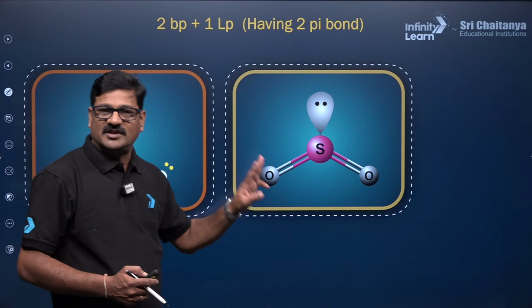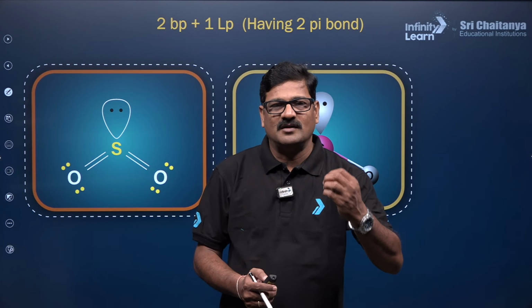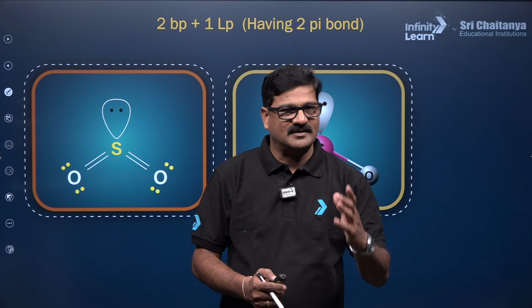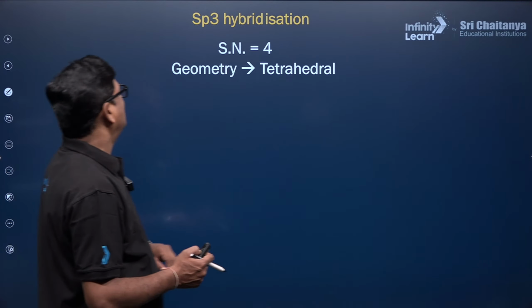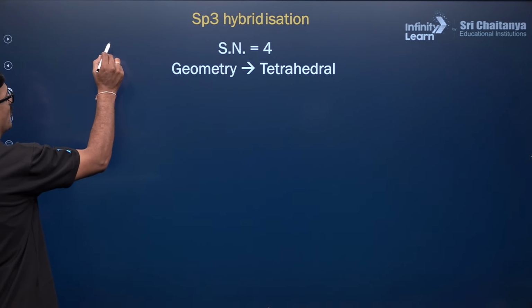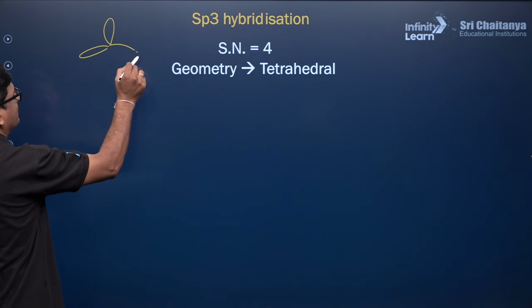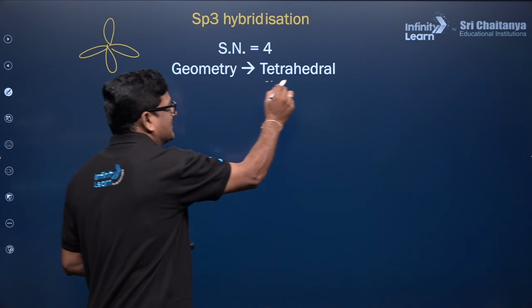And steric number 3 is going to be a trigonal planar geometry, and the shape is going to be bent, sulfur dioxide. And one more: if it is sp3, steric number 4, then the 4 are going to be tetrahedrally arranged. This is your tetrahedral arrangement.